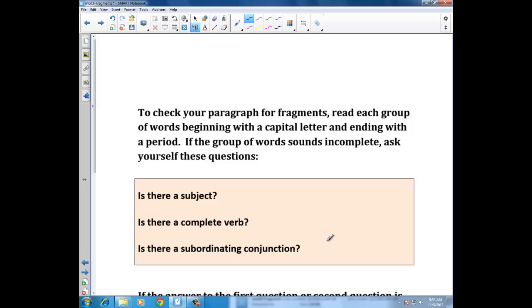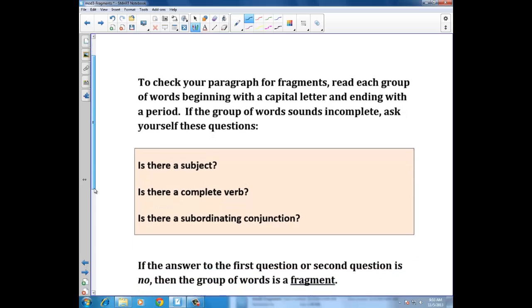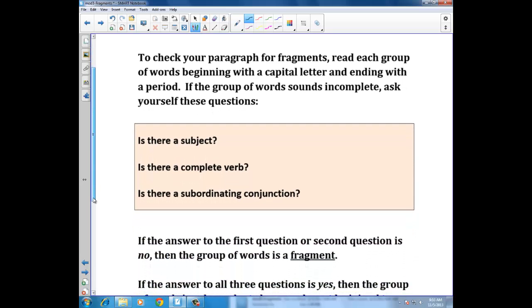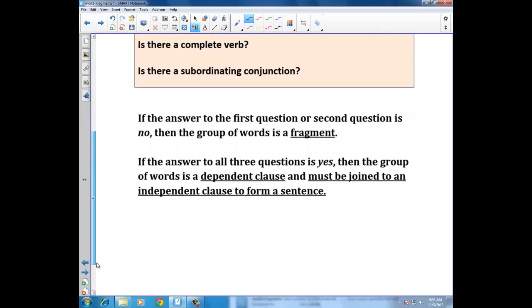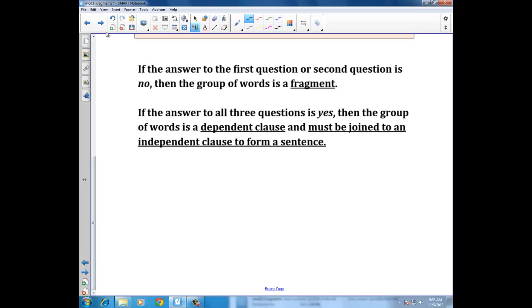To check your paragraph for fragments, read each group of words beginning with a capital letter and ending with a period. If a group of words sounds incomplete, ask yourselves these questions. Is there a subject? Is there a complete verb? Is there a subordinating conjunction? If the answer to the first question or second question is no, then the group of words is a fragment. If the answer to all three questions is yes, then the group of words is a dependent clause and must be joined to an independent clause to form a sentence.